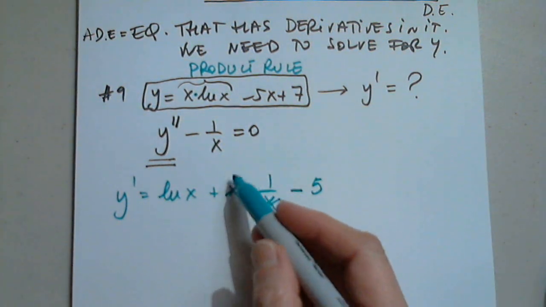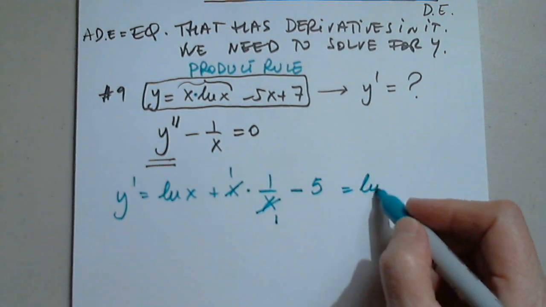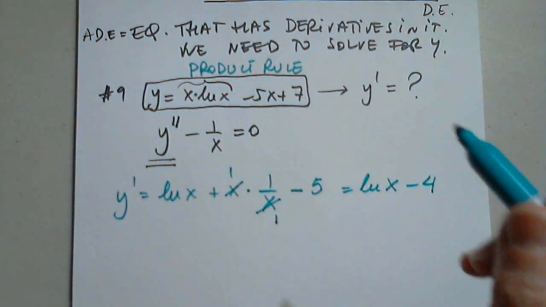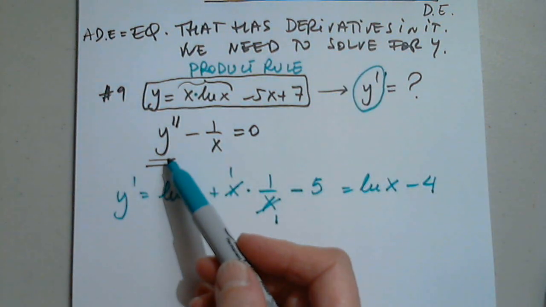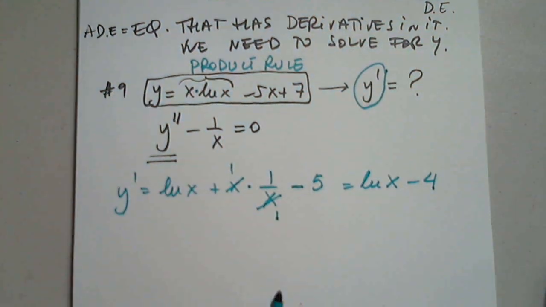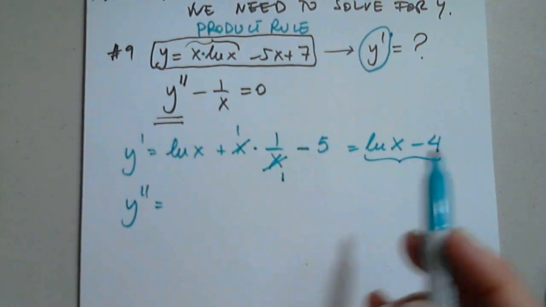These two go away, 1 and 1. So I have 1 minus 5, so natural log x minus 4. This is y prime. I cannot plug in y prime. I have to find y double prime. Okay, very good. So the second derivative, can anyone differentiate this for us?